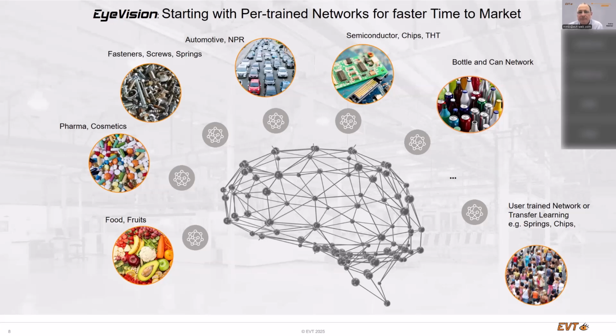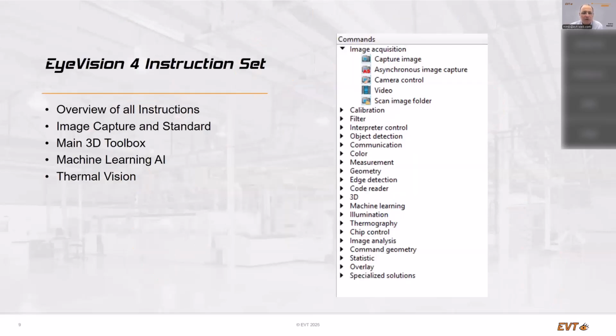So if you want to do something with AI, mostly you can use a pre-trained network, and you are much faster to make the solution. Instead of starting training with a network from scratch, you use one fitting network and do transfer learning, which is also already integrated in EyeVision. A short view to our command set, we will see it later, so I won't mention it again.